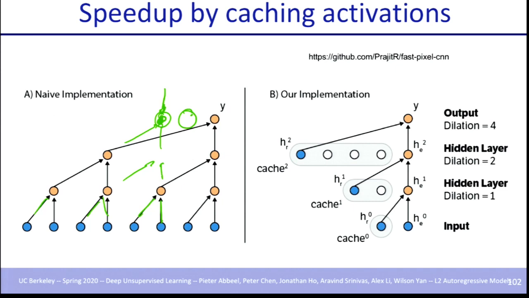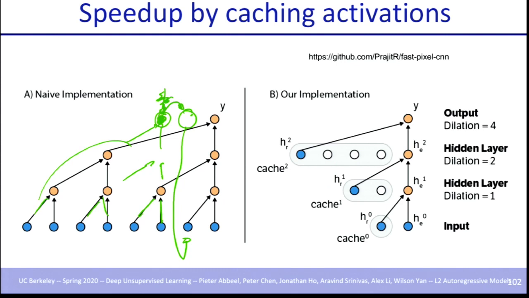So essentially, it's not drawn the way. What comes here will actually generate this one. Then this one will go here. And so what happens is that everything that happened here can actually be reused.